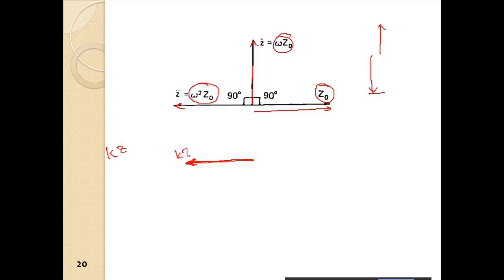So we have k into z. This is the spring force, opposite of the displacement. Now this is the acceleration, a, and we have the inertia in the opposite direction. F is equal to ma, so we always have the inertia in the opposite direction. So we have the inertial force in the opposite direction, that is m into omega square into z naught.